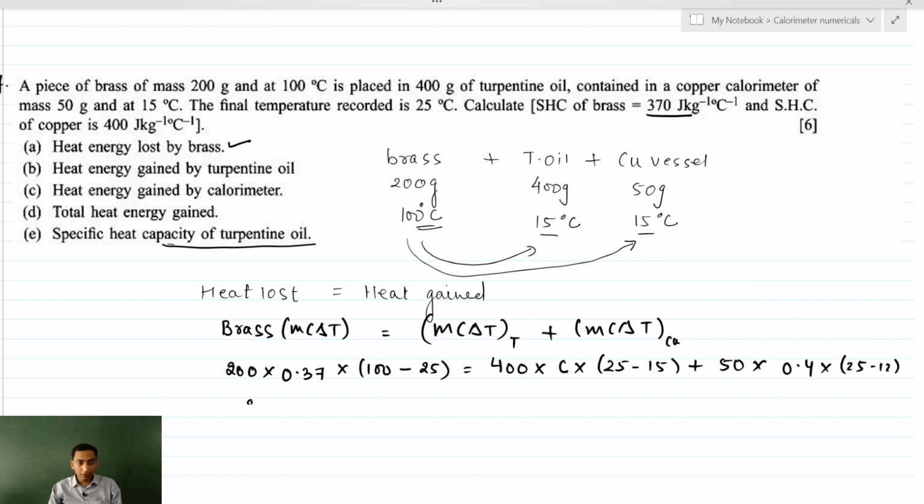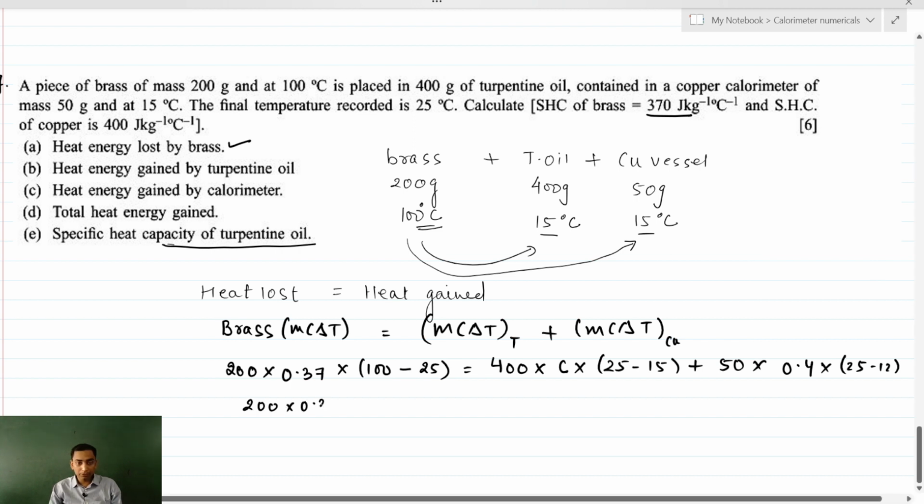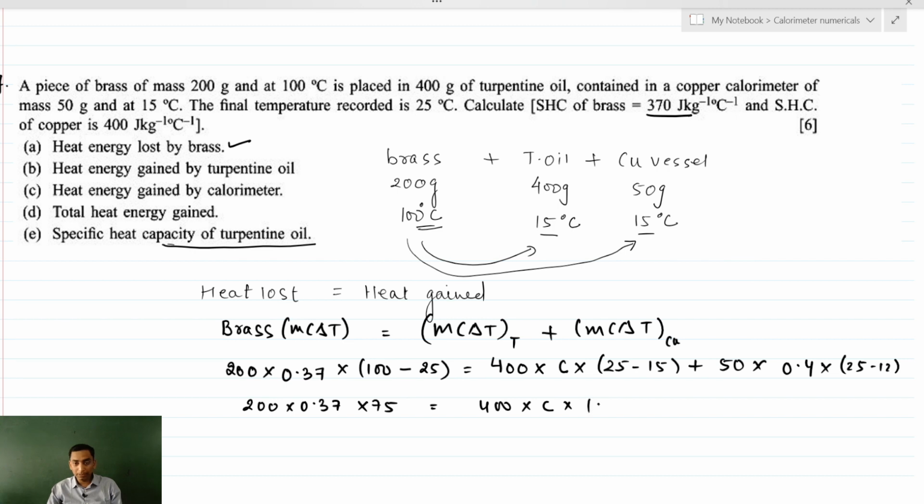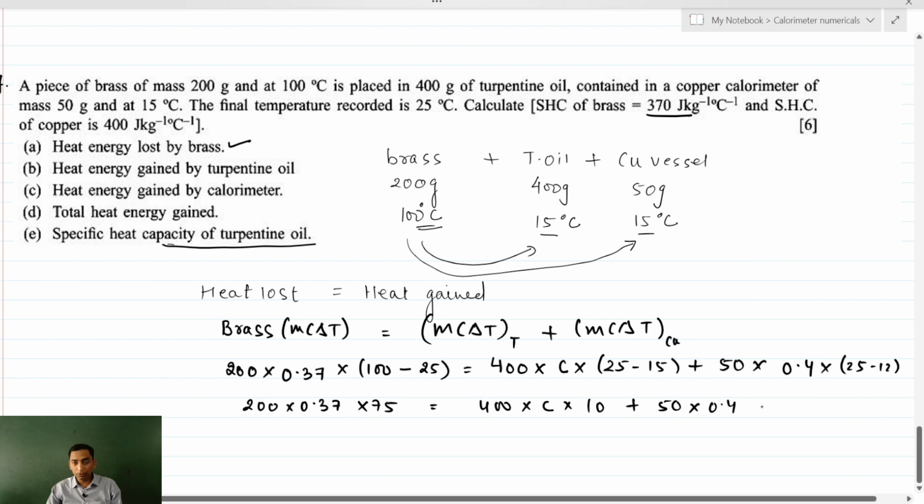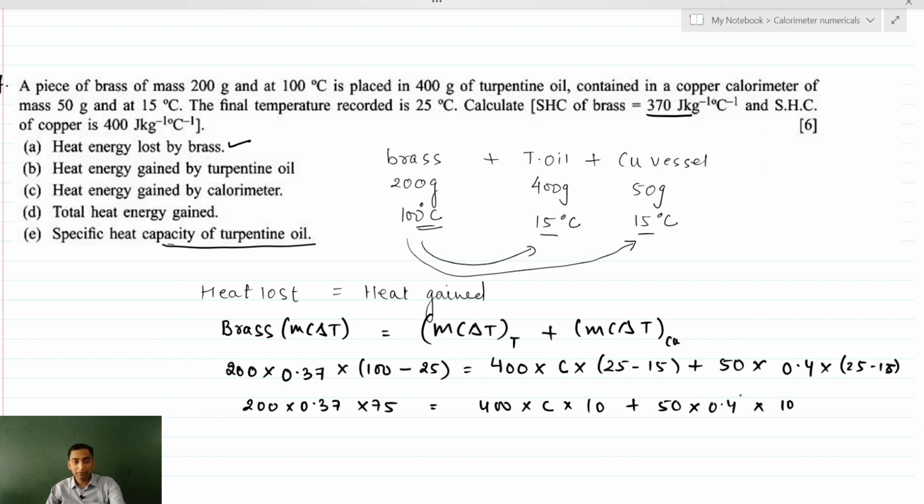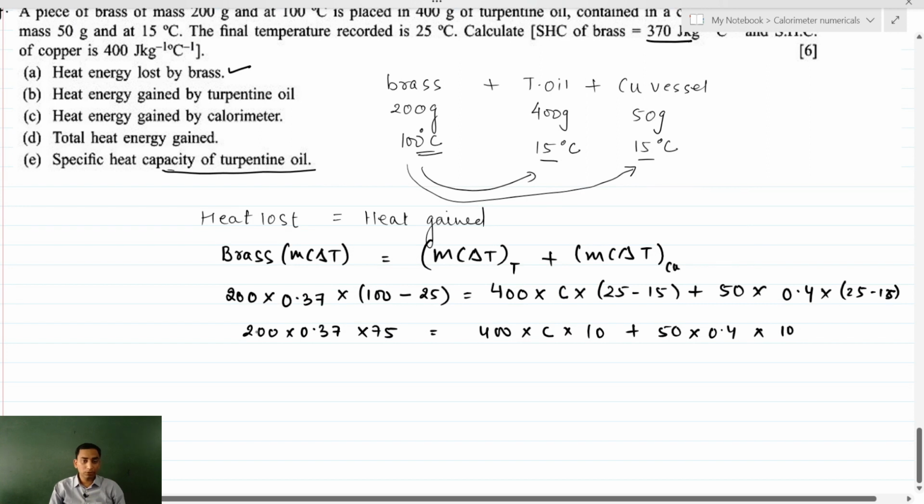Now see, if you calculate this one, 200 into 0.37 into 75, correct, that is equal to 400 into C into 10 plus 50 into 0.4 into again 25 to 15, so this is again 10. Right. Now what are the things which are being asked to us? Heat lost by the brass.